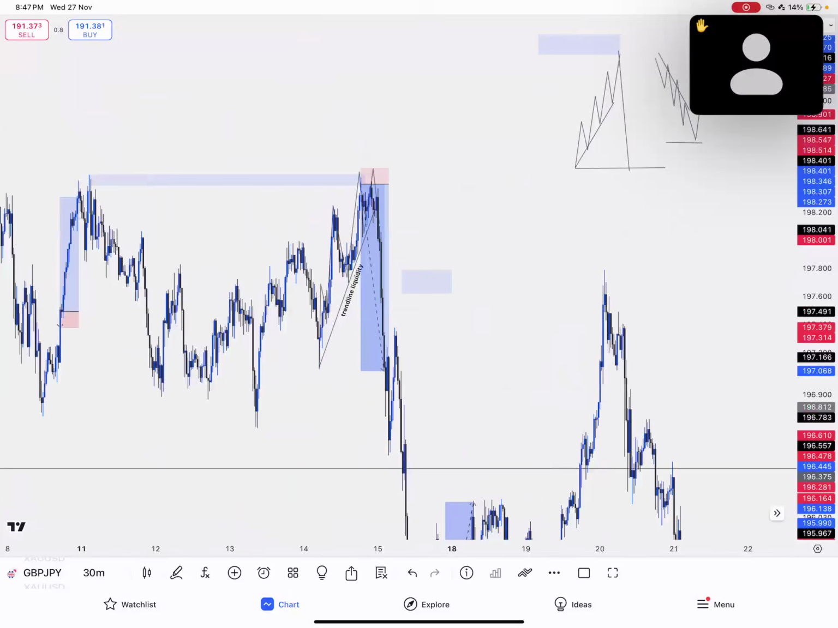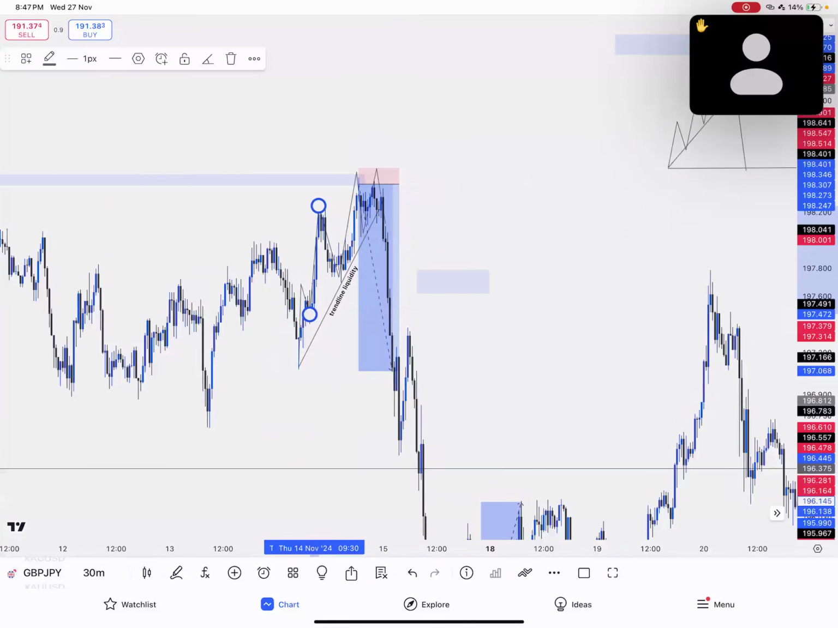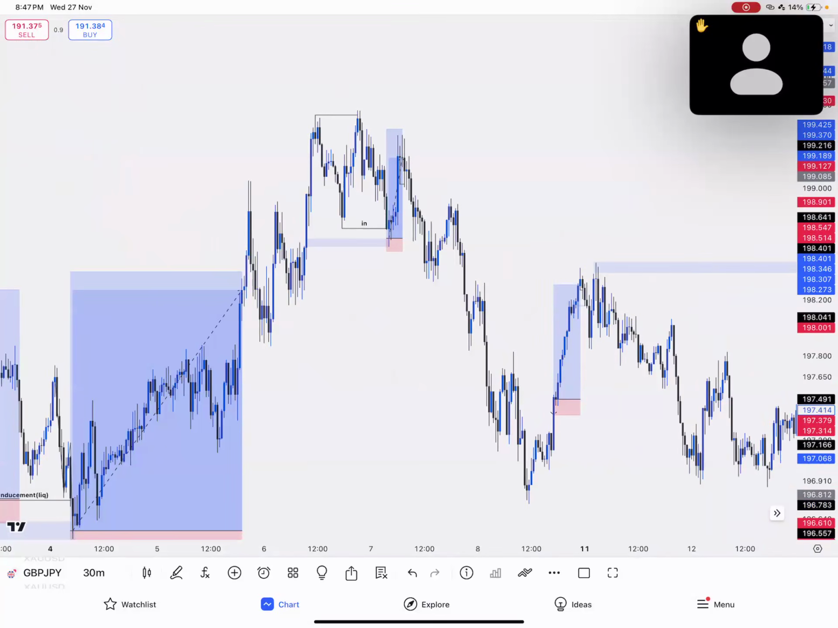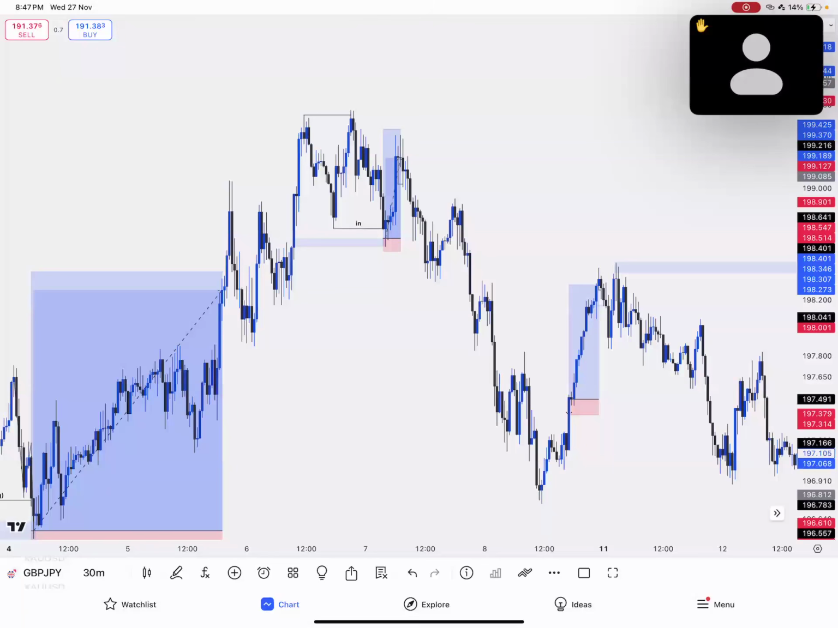Also, let me think, see if I can map out the structure thing here. Okay.